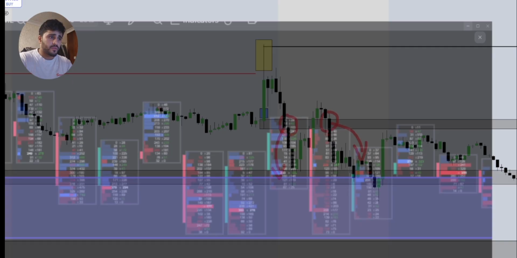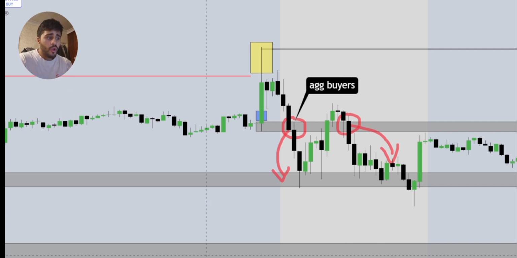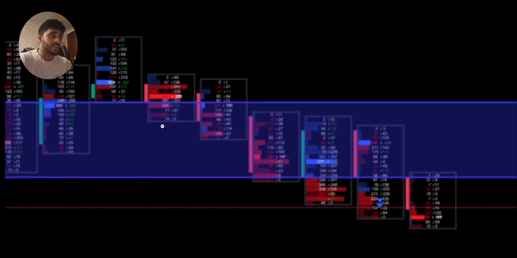So when we go back to our price action over here, what we can see is a lot of buying, right? We see a lot of this aggressive, I'm just going to write AGG. We see a lot of this aggressive buying, right? We see aggressive buying, but we see a lack of follow through. Instead, we see the opposite, right?